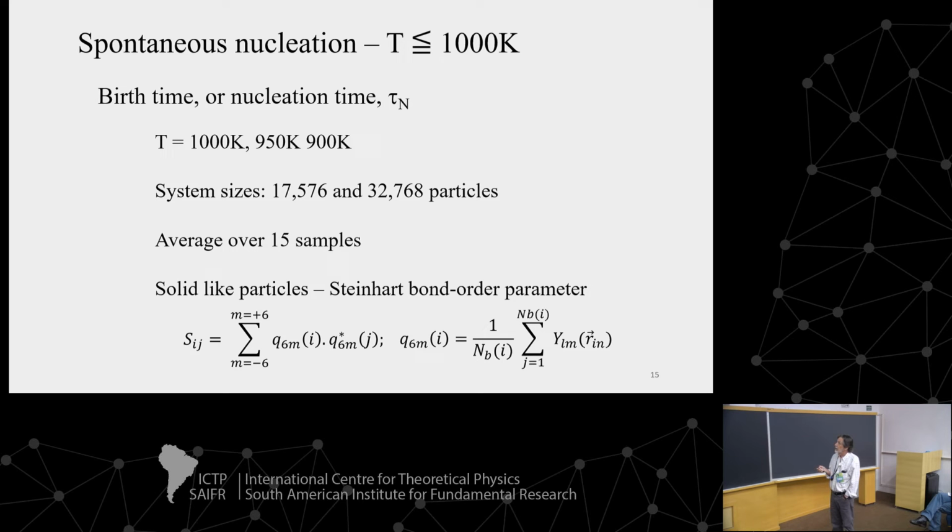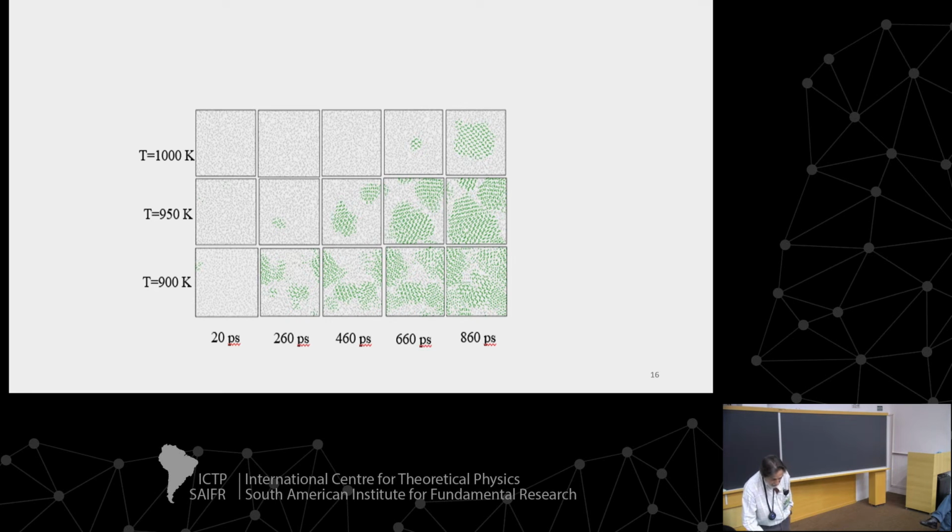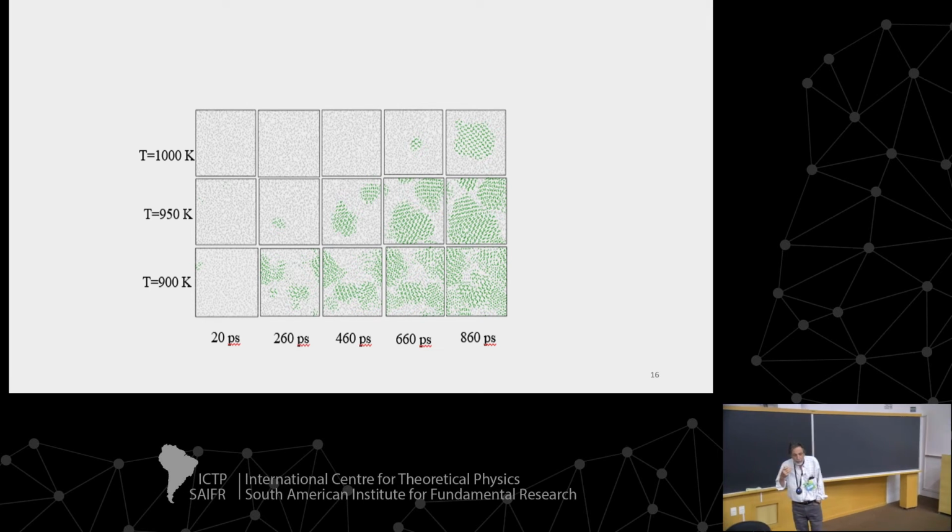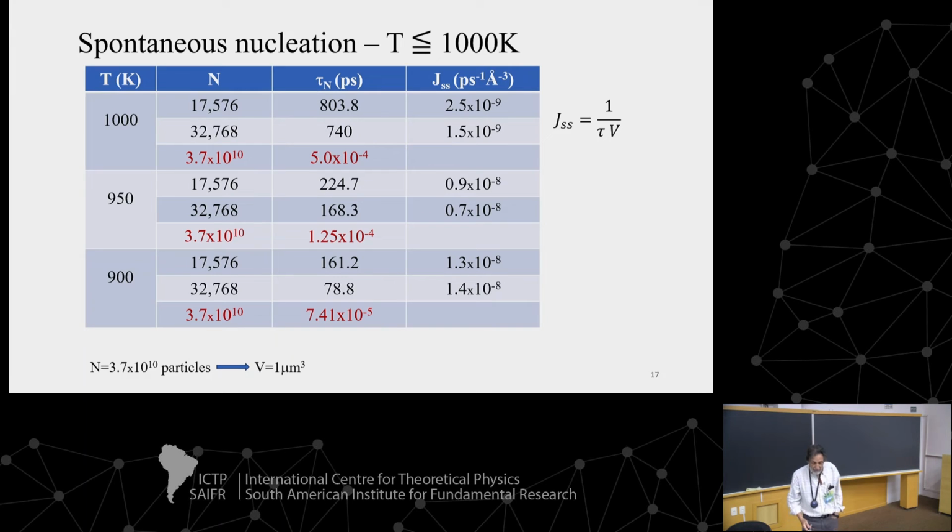We characterize the solid-like particles using this bond order parameter given by this expression, with spherical harmonics. Computing that, this is just one snapshot of the system at three temperatures as a function of time. You see that at low temperature, you can see where the crystal starts to be born here, and it starts to increase until you have full crystallization of the system. Increasing the temperature, you have to wait longer to see the first nuclei, and increasing again, much longer. So at higher temperature you must wait much more time, and it is much more difficult to crystallize. And these are the results, right?